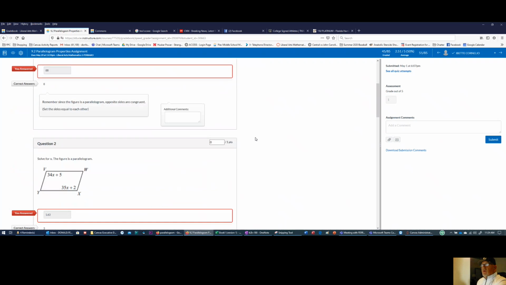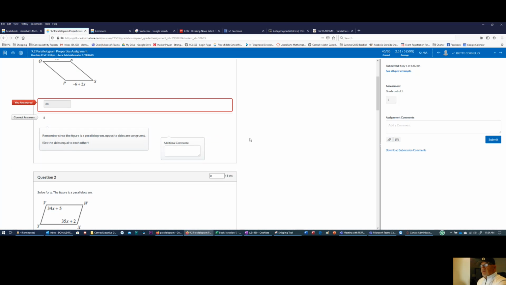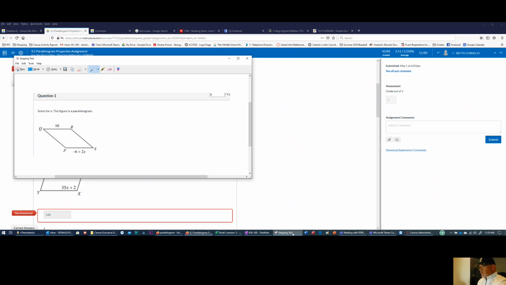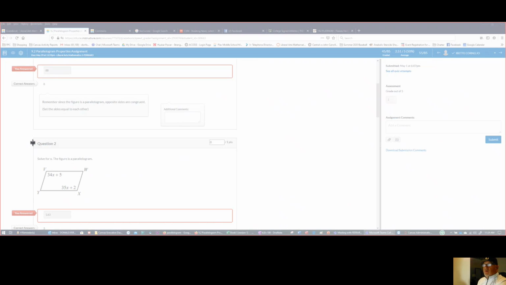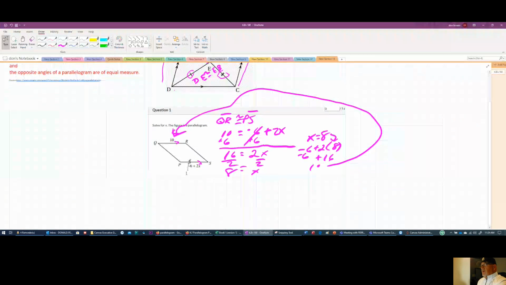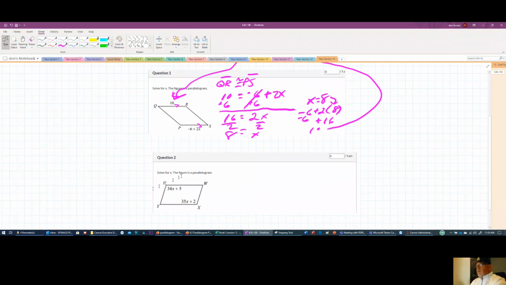Now let's go to the second one. So here, let me snip that out of there for you. So now we've got question number 2. And I'll come down here, paste it, and just move that over.